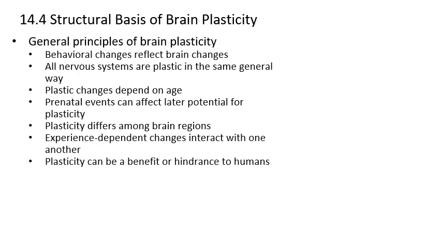So the general principles of brain plasticity: behavioral changes reflect brain changes. All nervous systems are plastic in the same general way, so plasticity in the human brain looks like plasticity in the rat brain or the monkey brain. Plastic changes depend on age. Young brains are very plastic. Older brains are definitely less plastic.